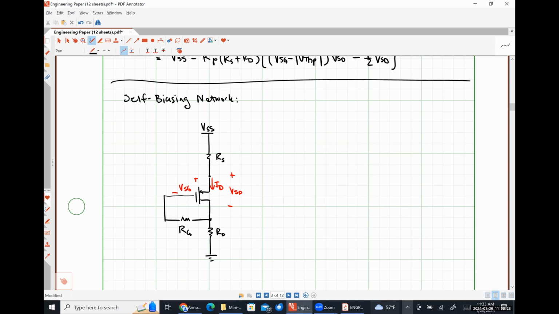So since VSG is equal to VSD, our device is always in saturation.